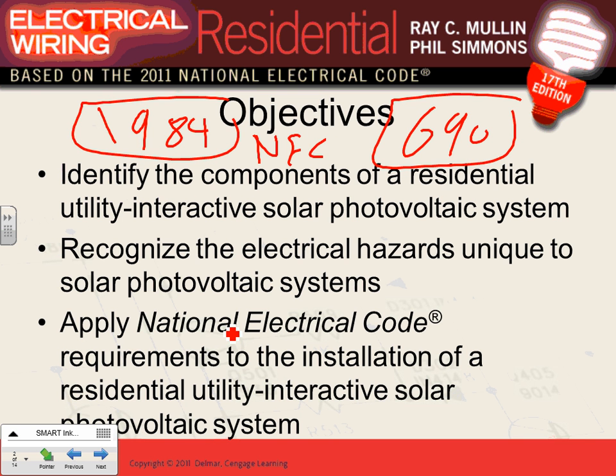Okay. So a couple of things I want you to do. Identify a couple of things we're going to do. What are the major components of an interactive solar photovoltaic system? To summarize this, everybody knows what a solar system is. You put a couple of panels on the roof and you tie them to your house and you get free power from the sun. That really summarizes the whole business.